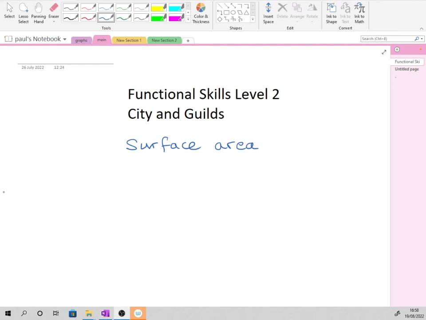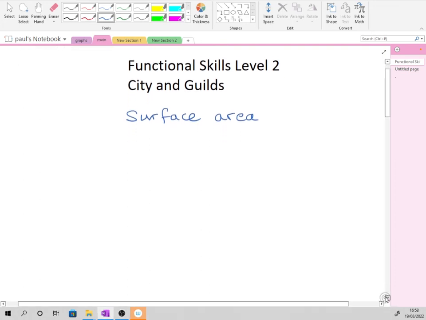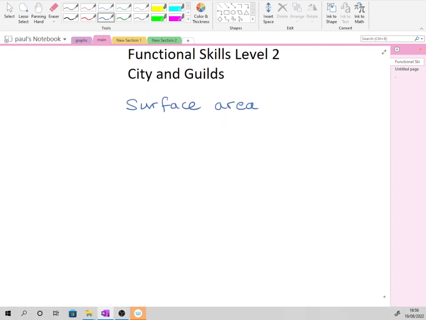Hello, right, surface area. Surface area of different 3D shapes. So we'll start with a simple one, which will be a cuboid. And we'll do 4, 4, everything's in centimeters, yeah? 4, 4 and 10. Now, remember the cuboid has got 6 sides altogether.